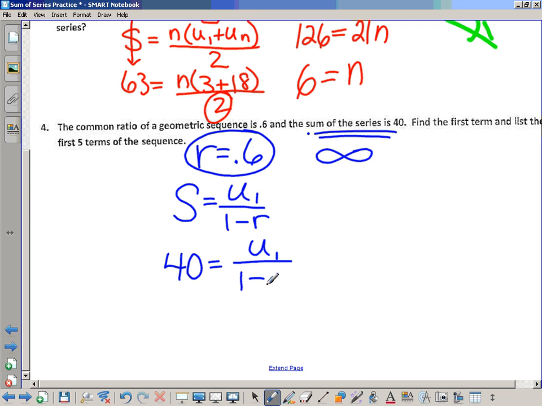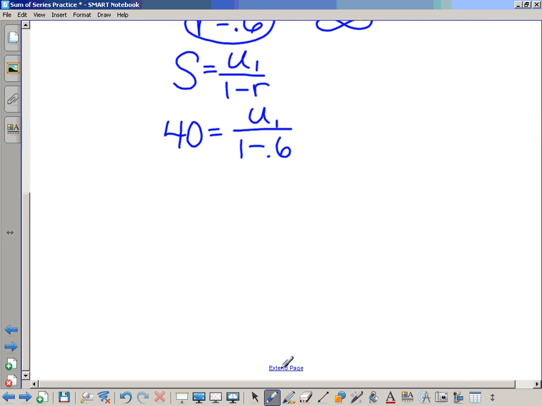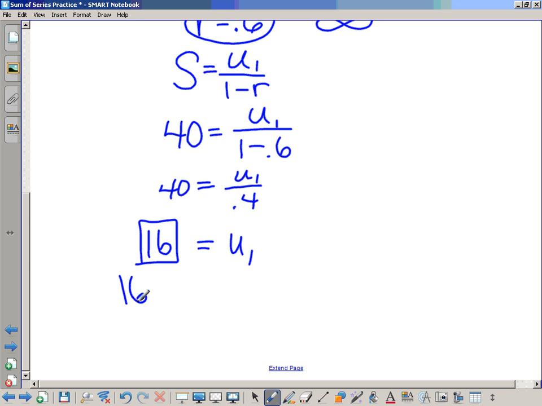So on the bottom we have 1 minus 0.6. So basically we have 40 equals u1 over 0.4. Multiplying both sides by 0.4 should give you 16 as the first term in your series. They then say list the first 5 terms.